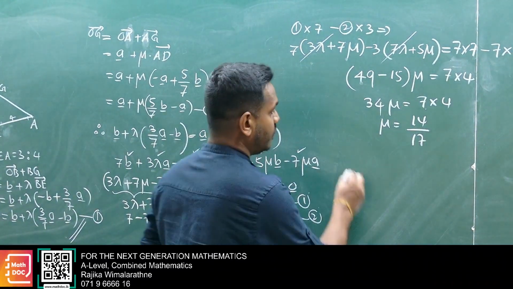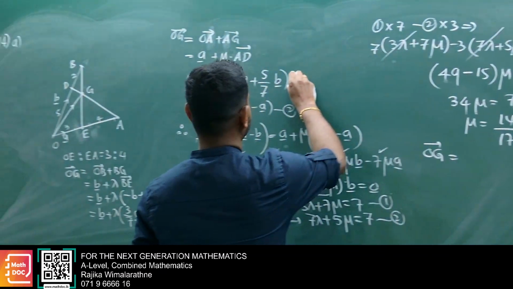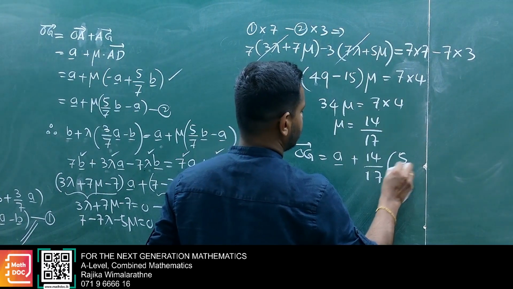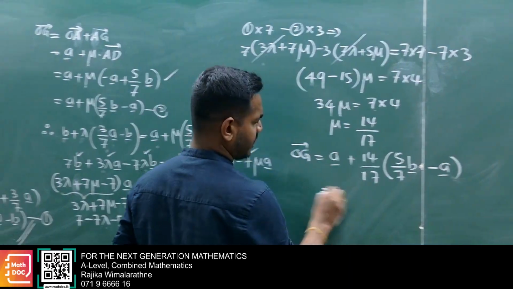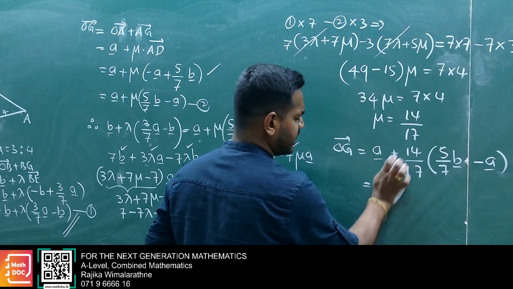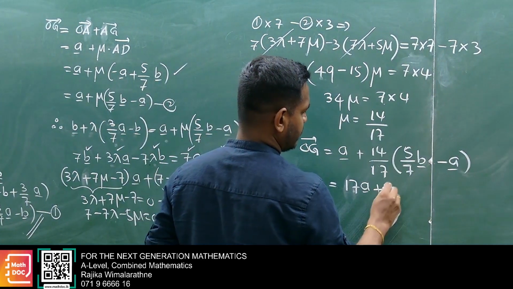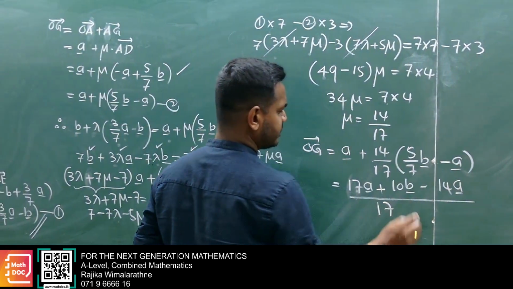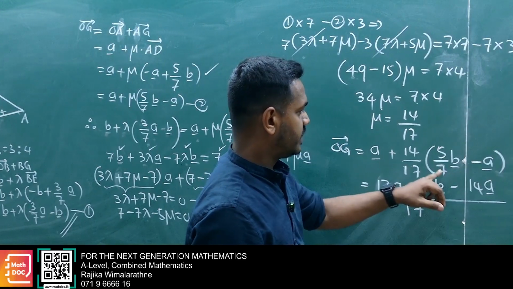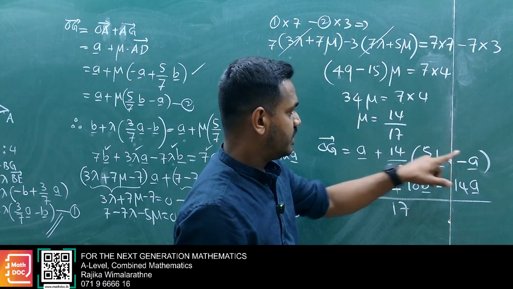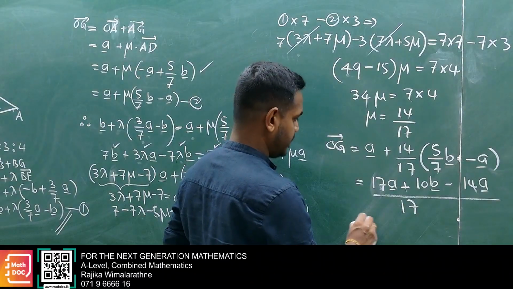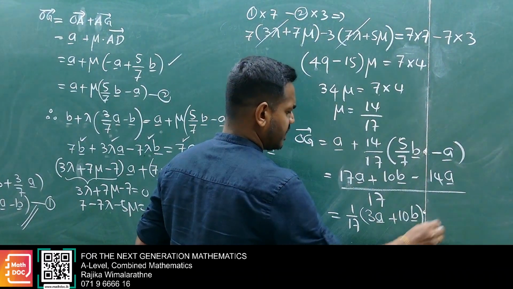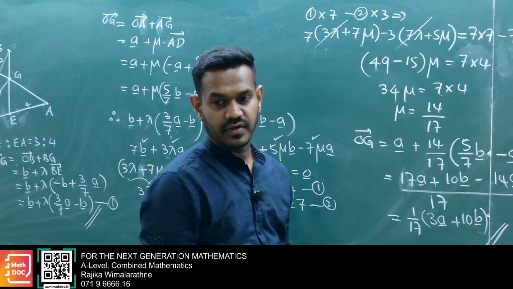Therefore, the OG value. OG vector, take this relation: A plus mu, 14 over 17, times (5 over 7 B minus A). Okay, simplify now. Here 17A, 14A divided by 17 cancels with this, 2 times 5 is 10B. Then the final answer: OG vector equals 1 over 17 times (3A plus 10B). Okay, complete that.